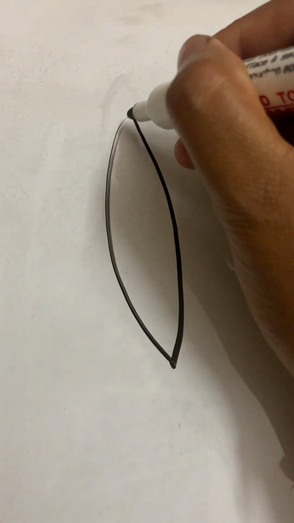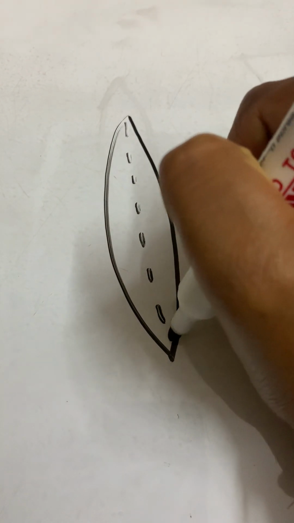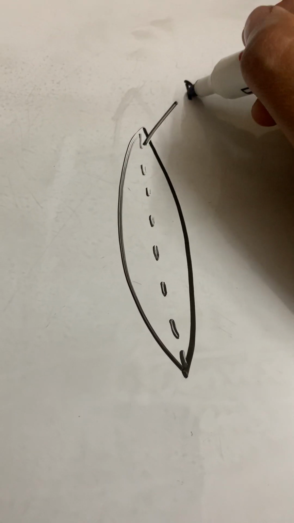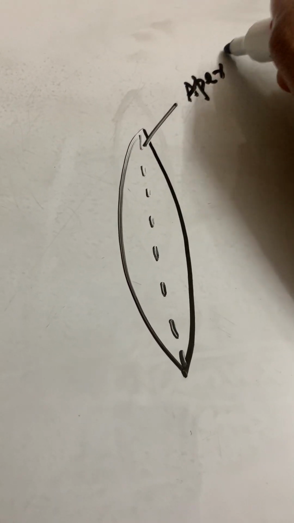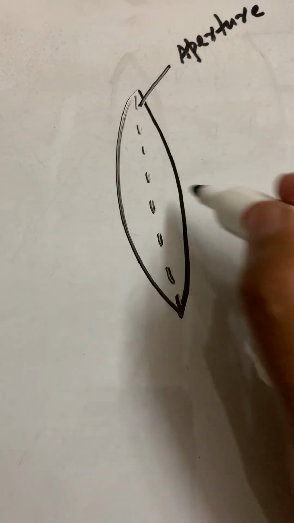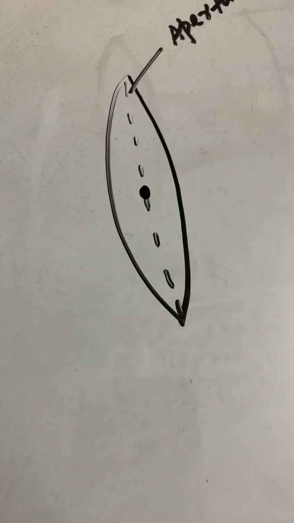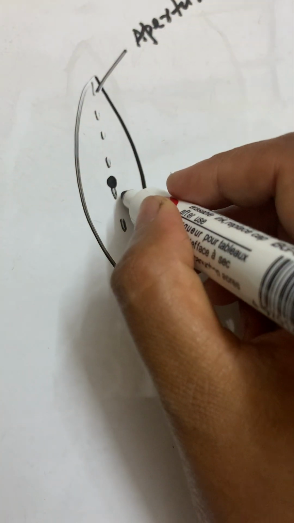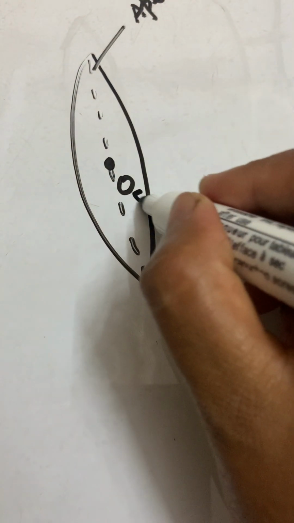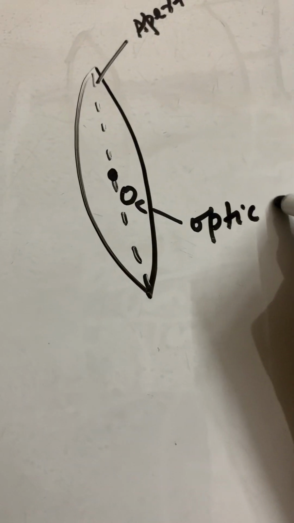Now the size of the lens is called its aperture. This is known as the aperture. So aperture is basically the size of the lens. The midpoint of the aperture is known as the optic center. Optic center, we denote it as O. So what is O? It is the optic center.